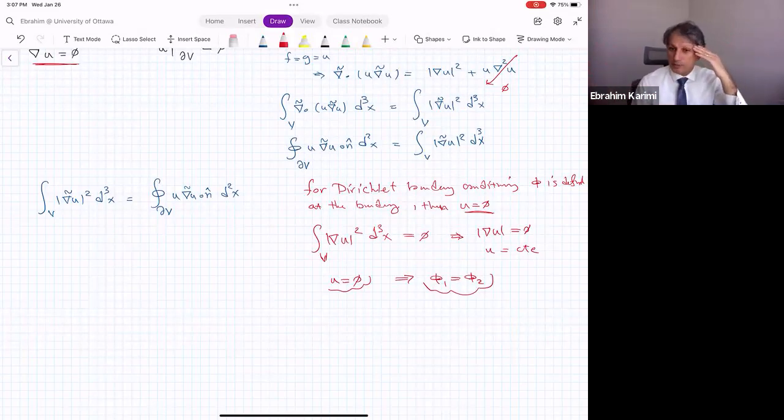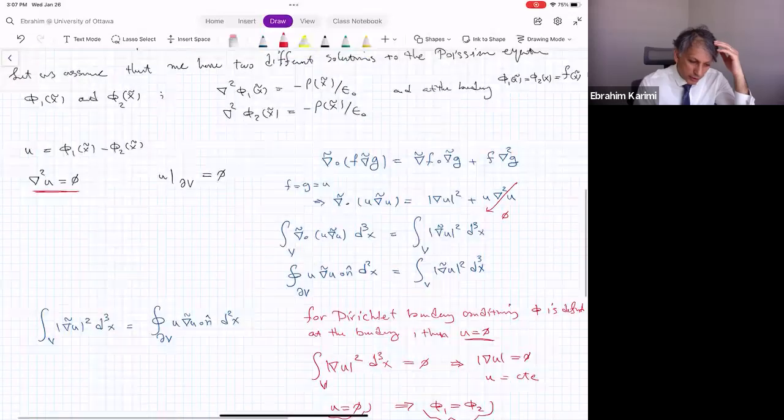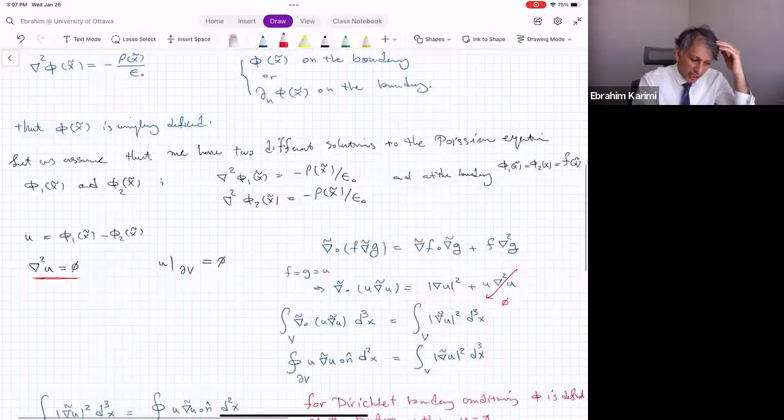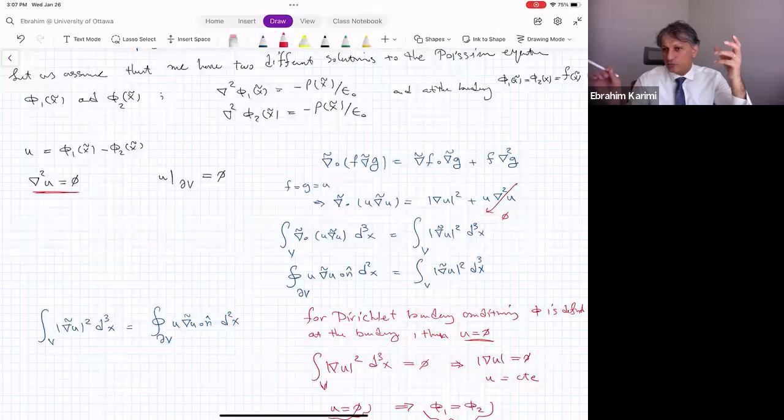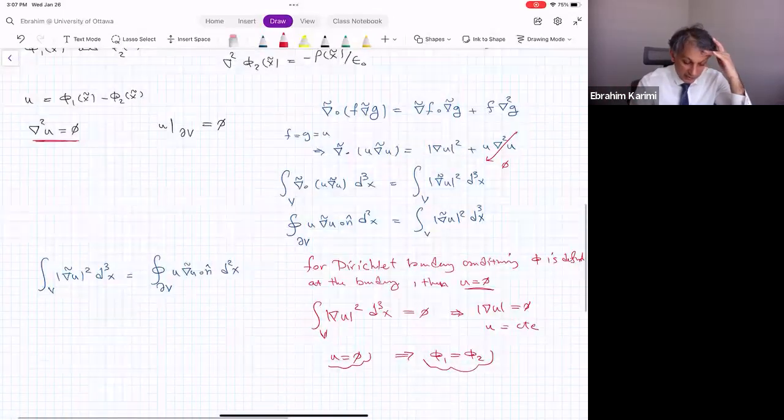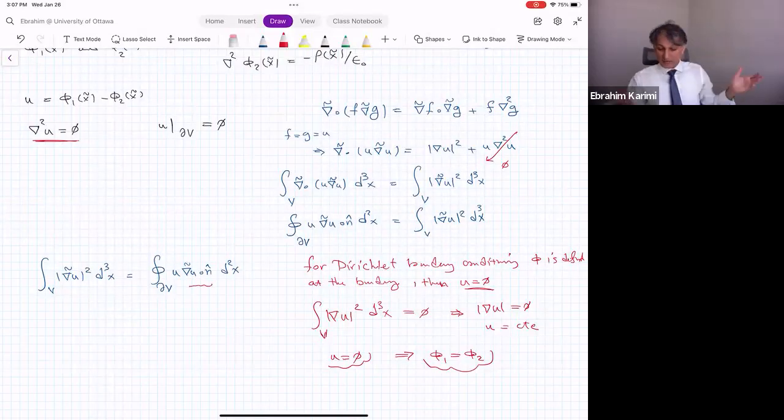What about the Neumann boundary condition? Do it at home, okay? It will be identical. The only difference is that for Neumann boundary condition, you need to have the derivative of phi in the direction of n defined on the boundary, okay? And here we define u again as phi 2 minus phi 1, which means that this term is defined and is equal to 0. And in the same fashion, you will get exactly the same result.